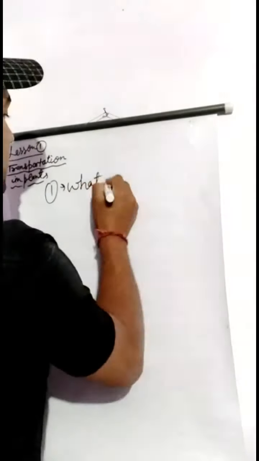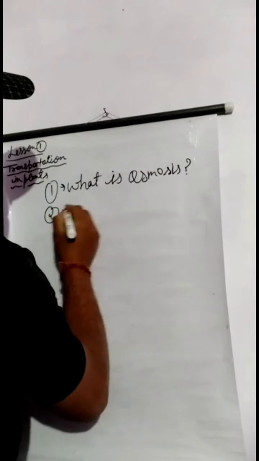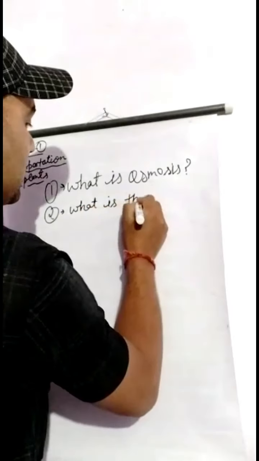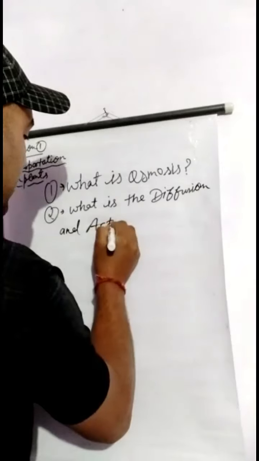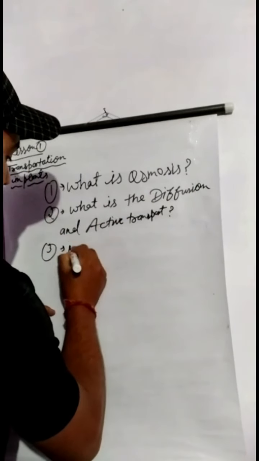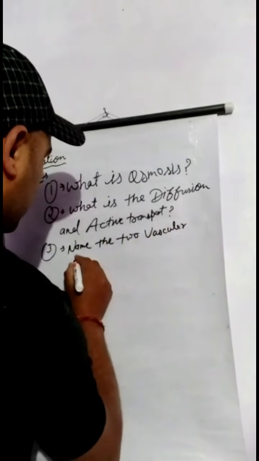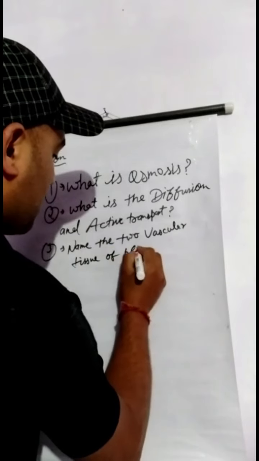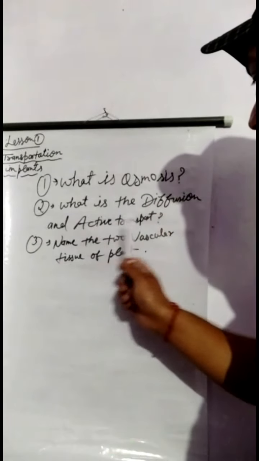So students, after this topic, I'm going to ask you a few questions. First one is, what is osmosis? What is the meaning of osmosis? Second is, what is diffusion and active transport? And third one is, name the two vascular tissues of plant. So there are three questions. What is osmosis? What is diffusion and active transport? And name the two vascular tissues of plant.